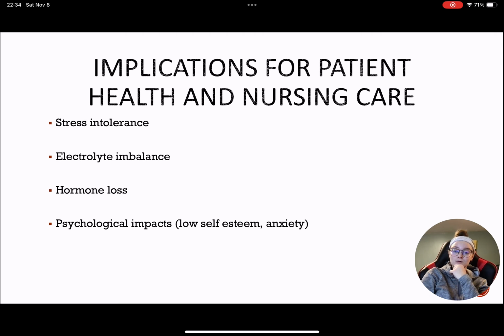Hormone loss, in women, this can also fluctuate your menstrual cycles. So there have been cases and case studies where women's cycles have either been missed or they've been quite inconsistent, especially in postmenopausal women. Psychological impacts, I have here low self-esteem and anxiety.